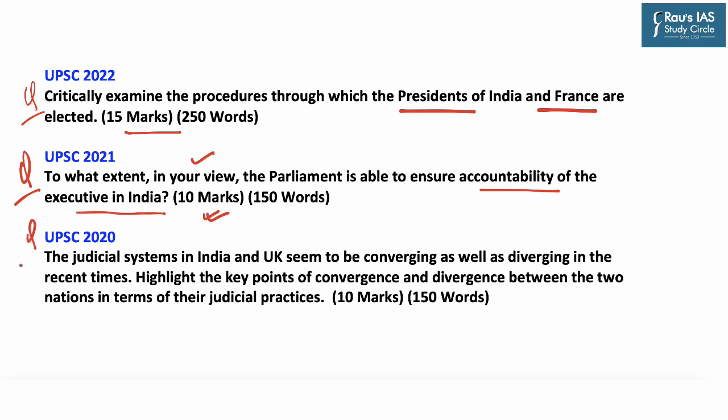And in the year 2020, the question was: the judicial systems in India and UK seem to be converging as well as diverging in recent times. Highlight the key points of convergence and divergence between the two nations in terms of their judicial practices. This question also carried 10 marks. So we see a number of questions have been asked both from the perspective of comparative constitution and also on the functioning of Parliament in order to ensure accountability of the executive.